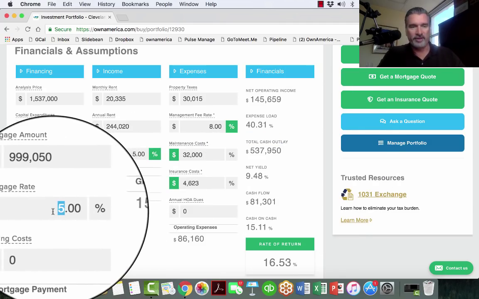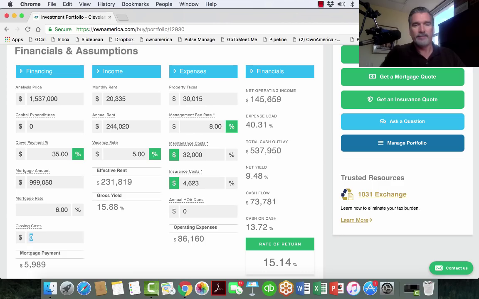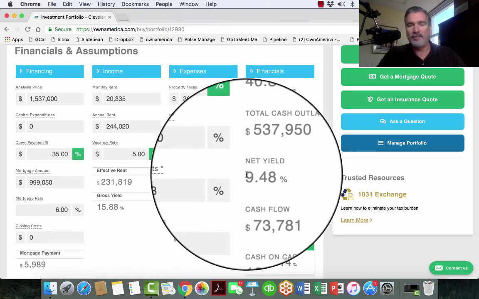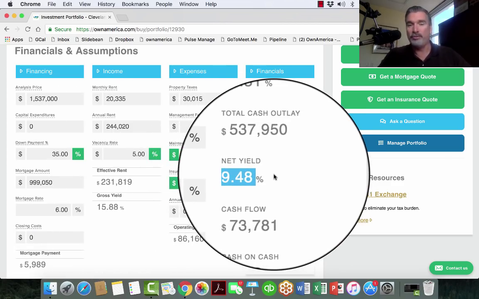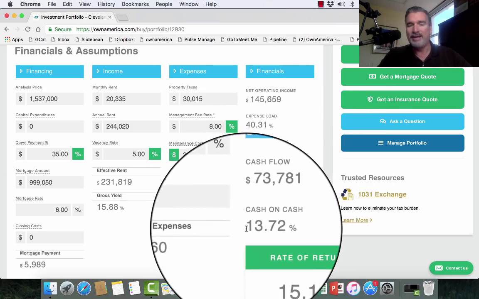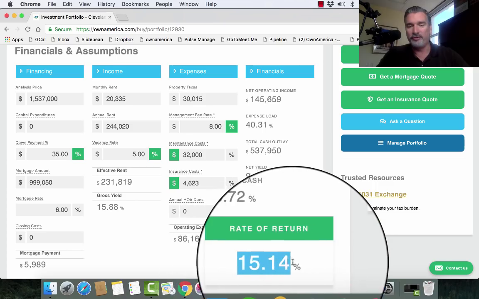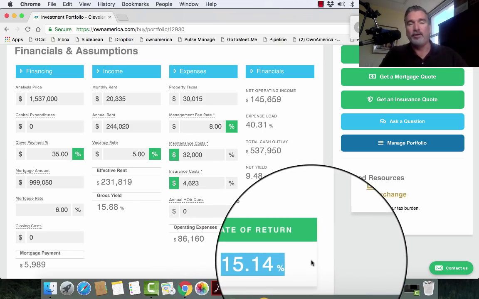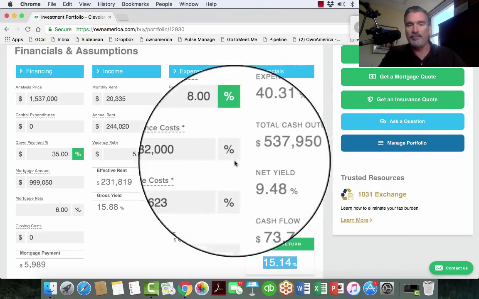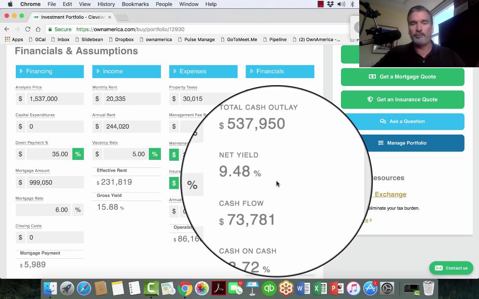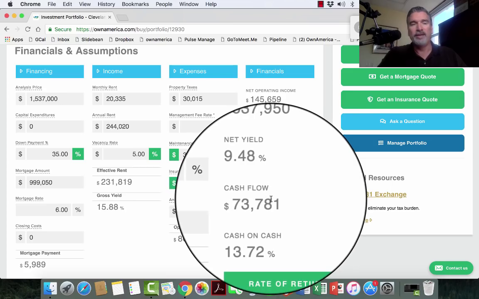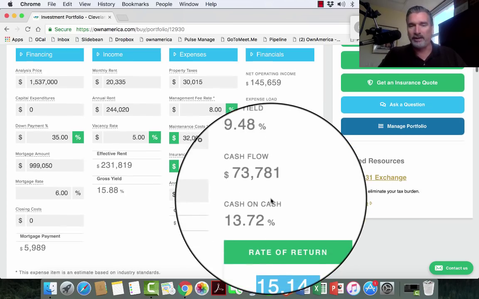I'm going to put a 6% loan on that. Now I still have my 9.48% net yield. That wouldn't change based on the debt, but now my cash on cash return is 13.72. And my overall rate of return is 15.14. Why? Because I'm borrowing at 6% and I'm yielding 9%. And that spread between yields and cost of capital is really, really favorable in a market like Cleveland.